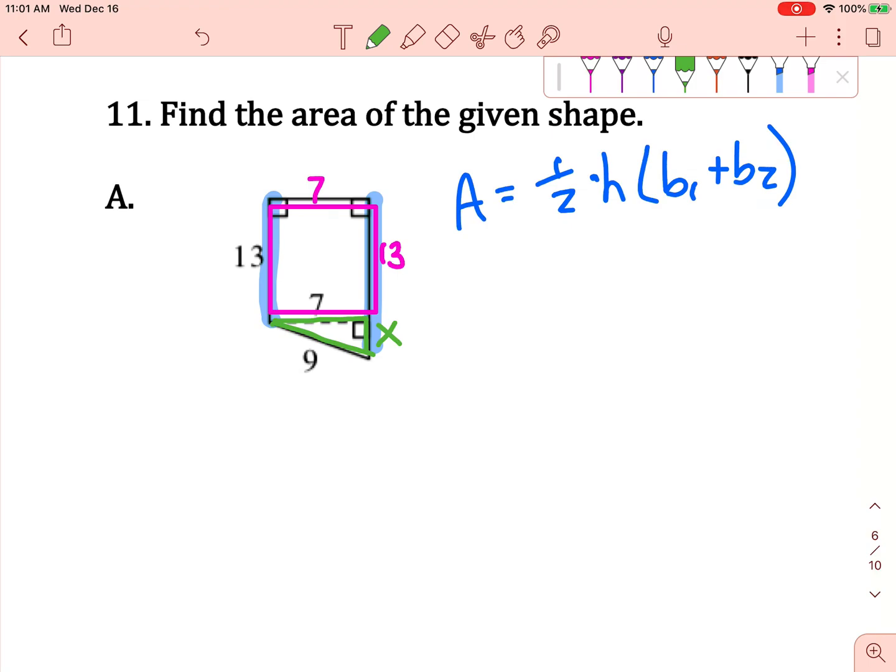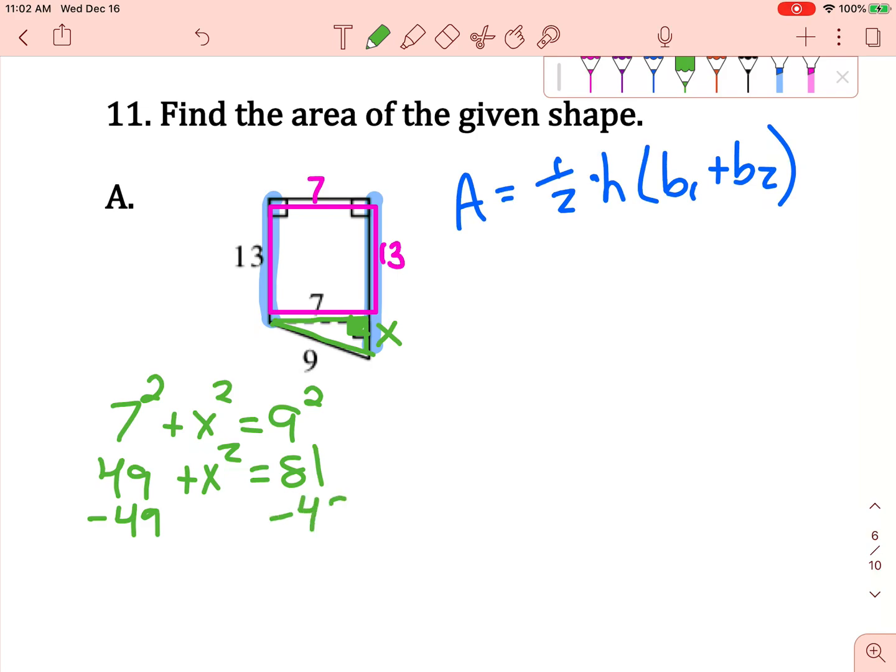So lucky for us, this is a right triangle. We're going to have to use the Pythagorean theorem to find that missing x. It's leg squared plus leg squared equals hypotenuse squared. The legs are touching this right angle. So 49 plus x squared is equal to 81. We're going to subtract 49 from both sides. X squared is equal to 32.